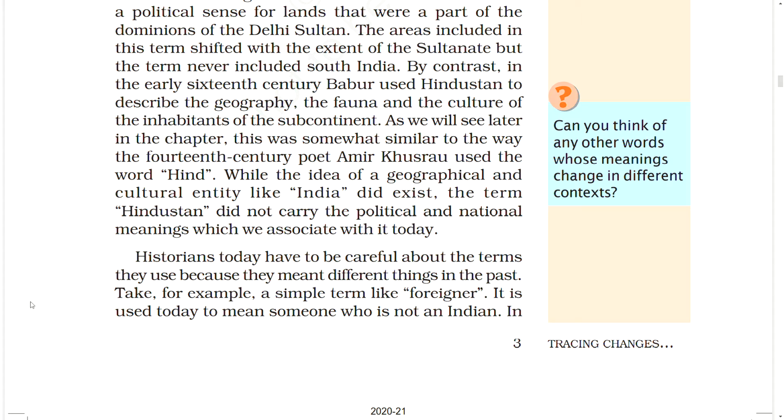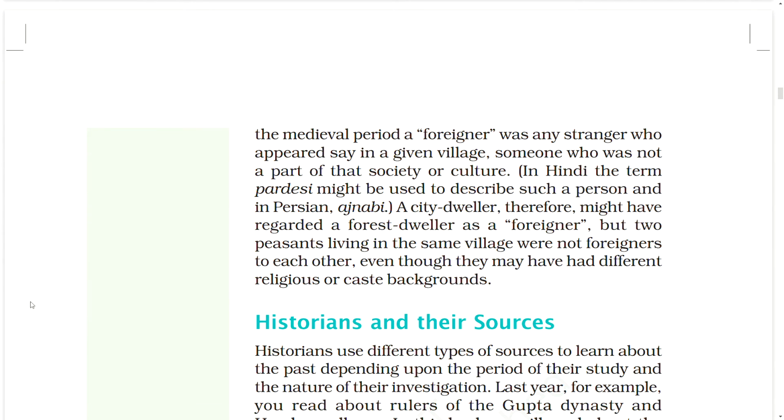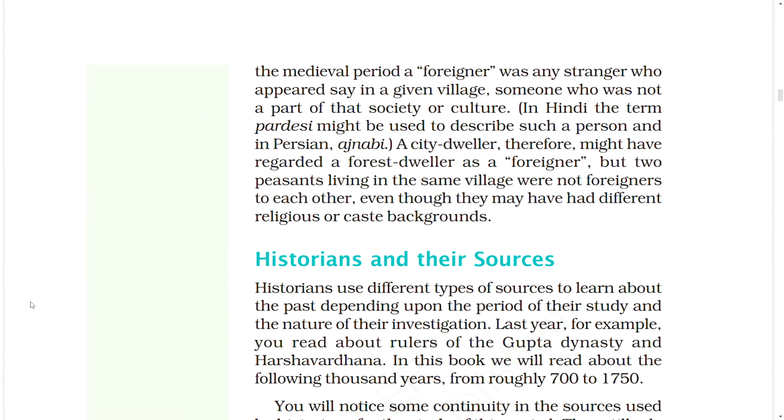Historians today have to be careful about the terms they use because they meant different things in the past. Take, for example, a simple term like foreigner. It is used today to mean someone who is not an Indian. In the medieval period, a foreigner was any stranger who appeared, say, in a given village, someone who was not a part of the society or culture.